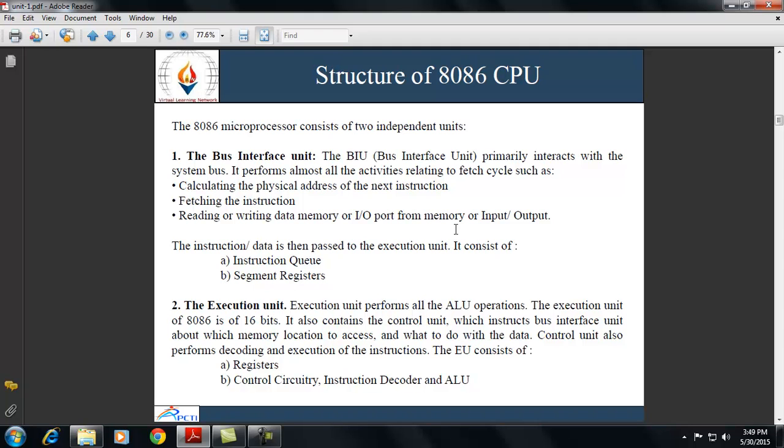Instruction queue is used to store the instruction bytes fetched, and the segment registers, these are very important registers of the CPU. In the 8086 microprocessor, the memory is byte organized, that is, a memory address is a byte address. However, the number of bits fetched is 16 at a time. The segment registers are used to calculate the address of memory location along with other registers.